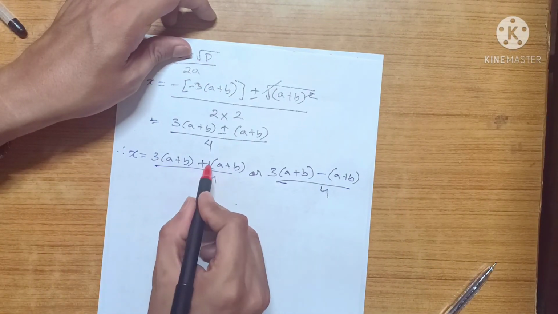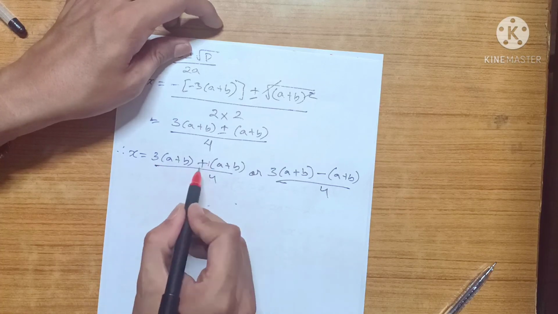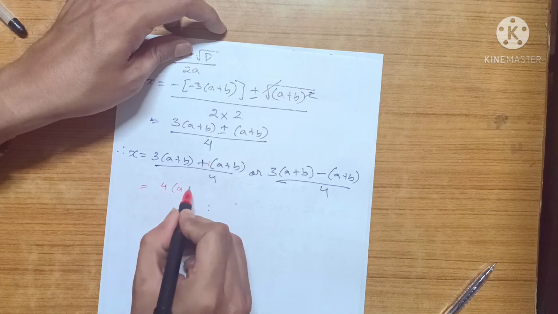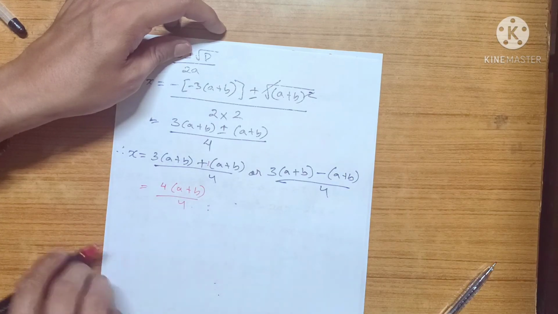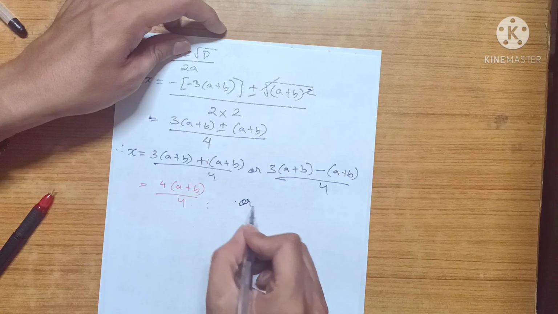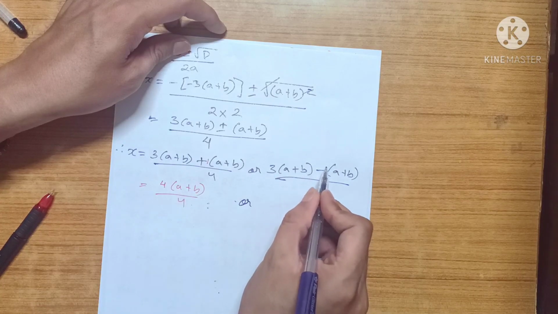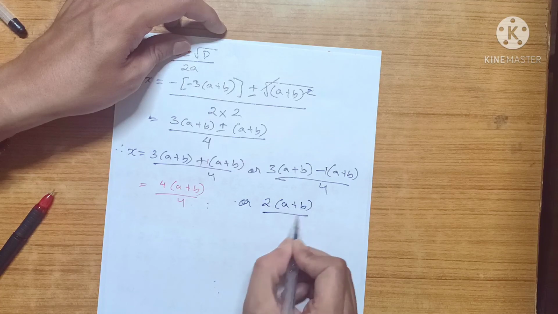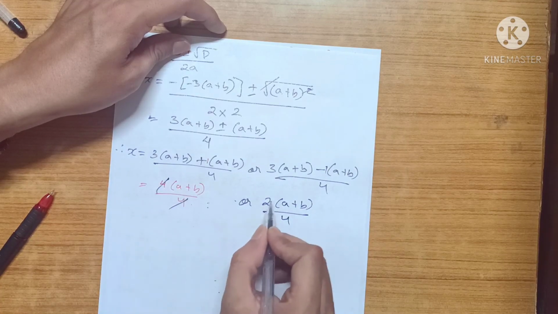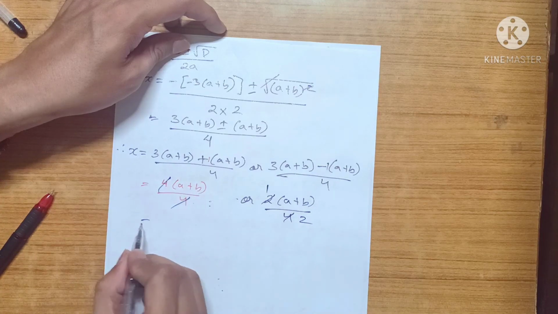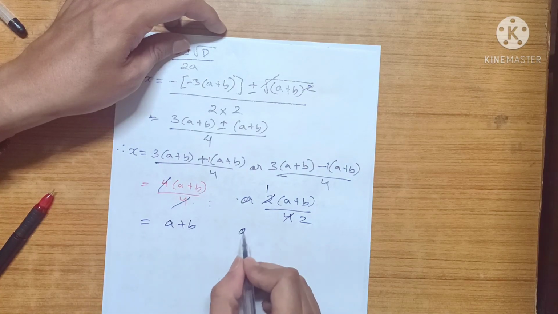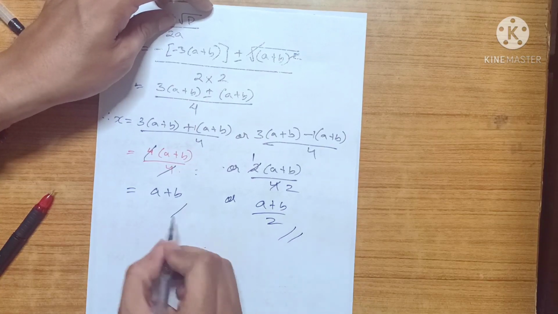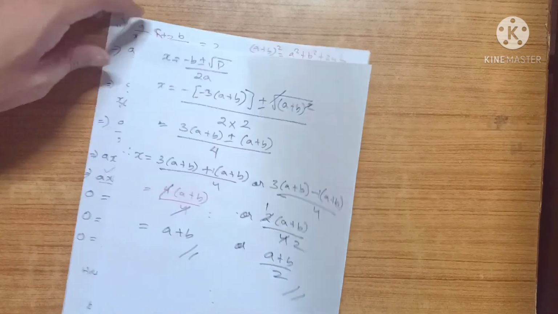Similarly, 3a plus b and a plus b, imagine there's a 1 here, so 3a plus b plus 1 a plus b, a plus b plus b is same, so it will become 4a plus b by 4. Got it? Or this thing 3a plus b minus, imagine there's a 1 a plus b, so it will become 2a plus b by 4. This 4 and this 4 cancel out, these 2 and 2 cancel, so here a plus b is remaining, or here a plus b by 2. So these two are the values of x.